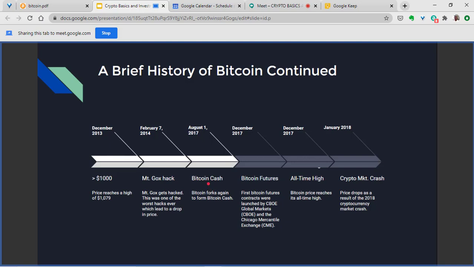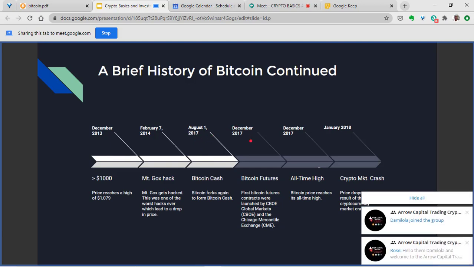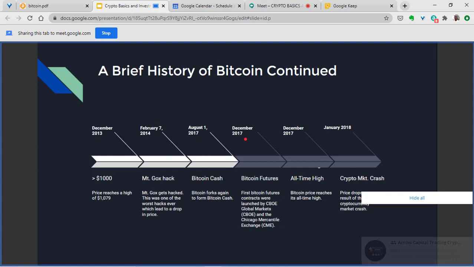So another fork of Bitcoin, to Bitcoin Cash, happened on August 1st, 2017. In December 2017, the first Bitcoin futures contracts were launched. So this is very, very important. I think for me, I got into crypto around early 2016, but I didn't really start trading till mid 2017, around this August time.